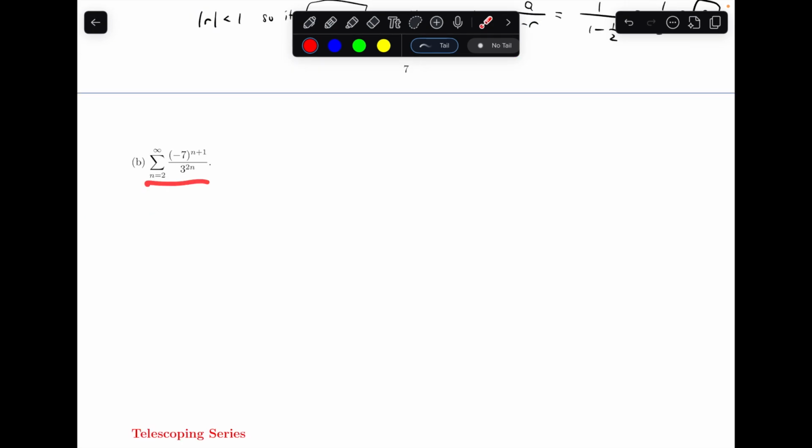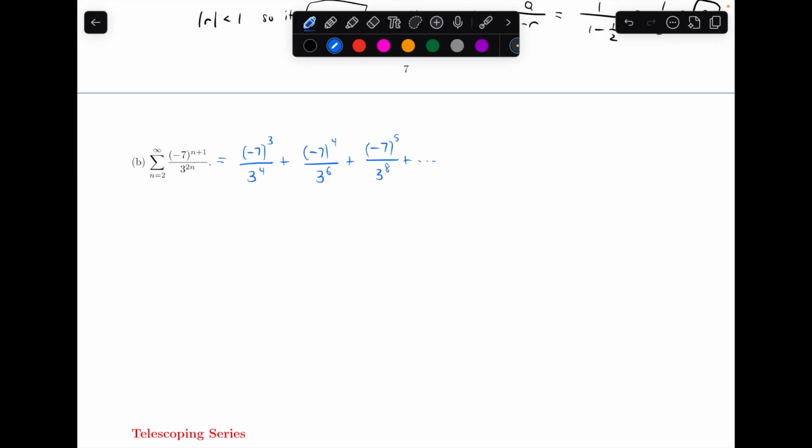So to get this started, I can plug in some values to figure out what the first few terms are. If I plug in n equals 2, I'll get negative 7 cubed over 3 to the 4. Then plus, if I plug in n equals 3, I'll get negative 7 to the 4th over 3 to the 6th. If I plug in 4 for n, I'll get negative 7 to the 5 over 3 to the 8, plus dot dot dot.